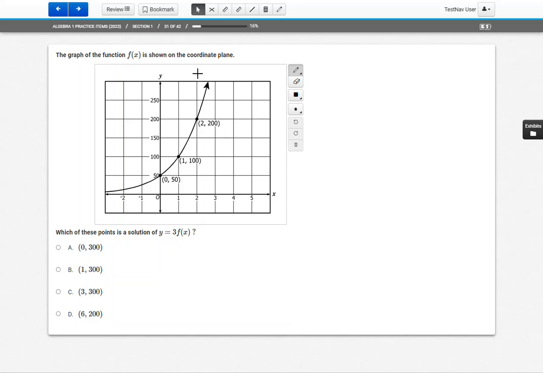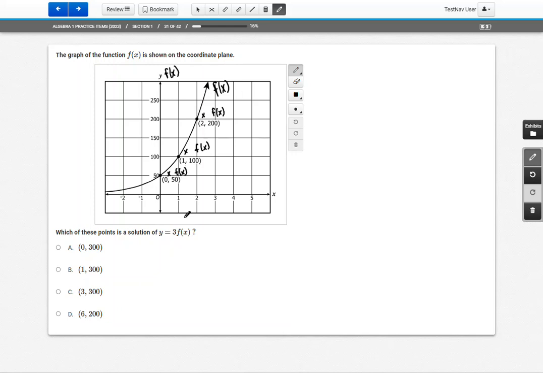All right, question 31. It says the graph of the function f of x is shown on the coordinate plane. So this graph right here represents f of x. One thing you should know is that f of x is another way to say y. So this is your x coordinate, and instead of saying y coordinate, I can call this the f of x coordinate. Same thing here, this is x and the y coordinate is f of x, and so on.